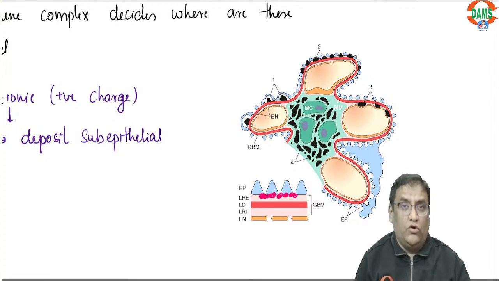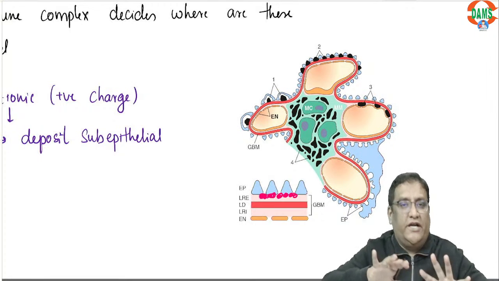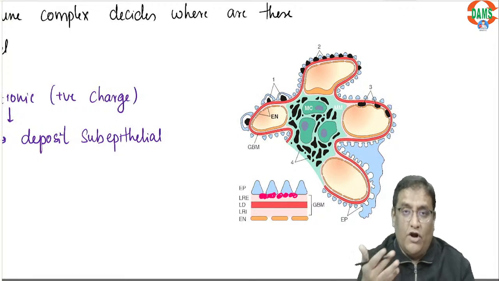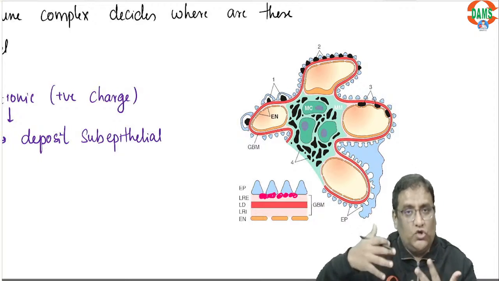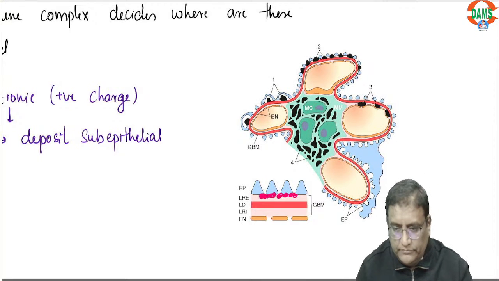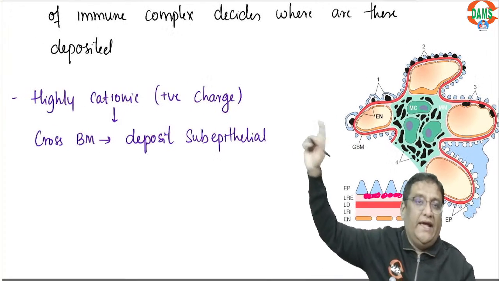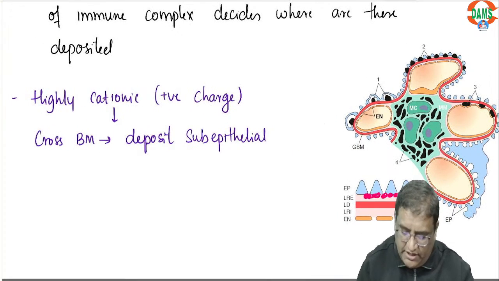It depends. Like in Goodpasture syndrome, it can help because it is antibody mediated. In other immune complex mediated diseases, immune complexes are already deposited in the kidney. Plasmapheresis will not be helping you much. Why? Whatever has got deposited in the kidney has to cause injury, right? Okay, so basically your highly cationic or positively charged complexes get deposited subepithelially.